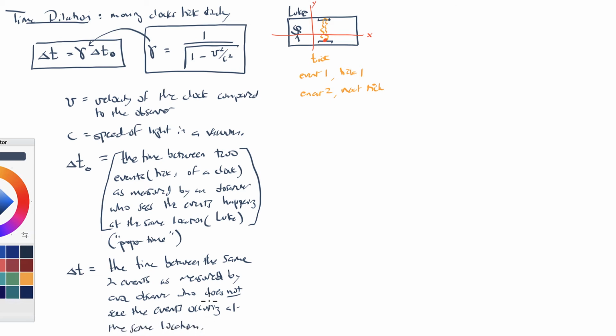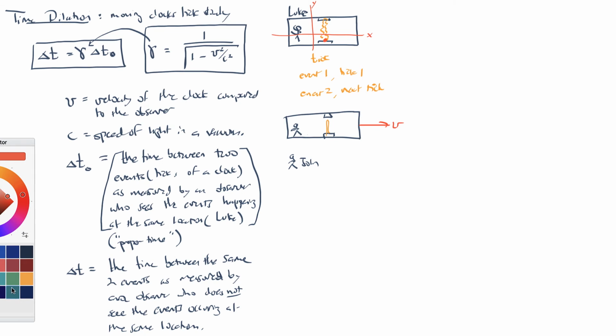So, which of the observers in our previous example would be measuring delta t? Well, remember, in this example, we had Luke. Again, he's watching the light bouncing back and forth between his mirrors. And then we had John, who is sitting out here. This is John. And in the example, the spaceship was rushing past.